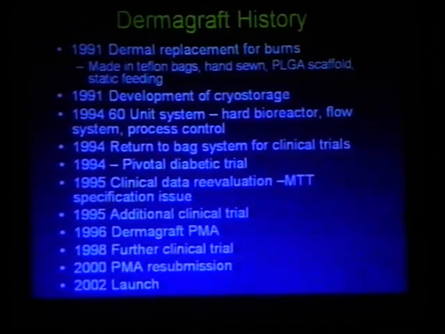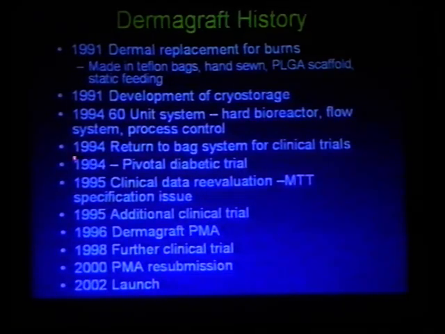So this is the history of the product. This is how it came about. It was first a dream in somebody's eye in 1991. The development of cryostorage started very early. In 1994, there was a system developed, a scalable system suitable for mass production of this material using a hard bioreactor. That process didn't work.